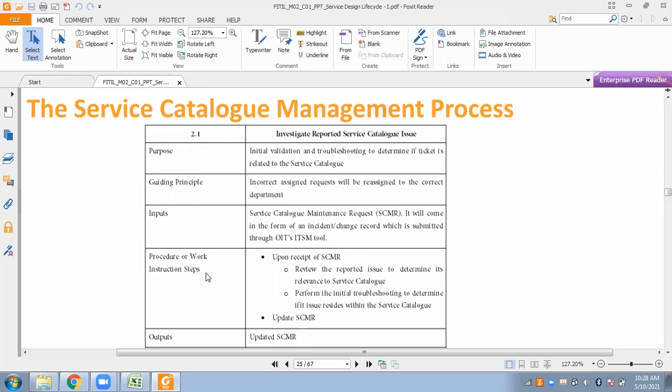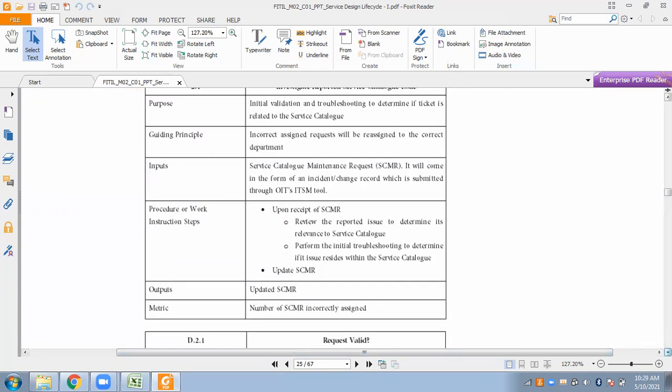What is the working procedure? Upon receipt of the SCMR, review the reported issue to determine its relevance to the service catalog, perform the initial troubleshooting to determine if it is an issue residing within the service catalog, and finally update the SCMR. The output will be the updated SCMR. The metric considered here is the number of SCMRs which are incorrectly assigned.